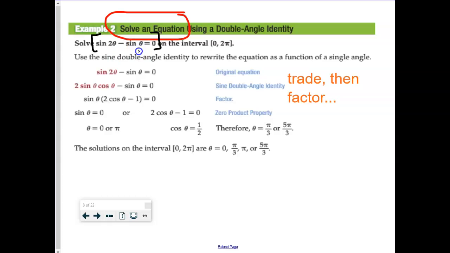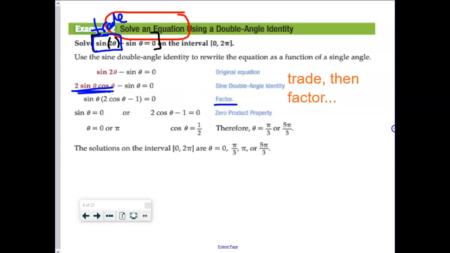However, these are not the same function. This is sine of 2 theta and this is sine of theta. They are not the same thing. So you cannot factor right now. Instead, what they want you to do is trade. They want you to take sine of 2 theta and trade it away for this guy. Now you have all the same types of functions. Sine of theta, cosine of theta, sine of theta. Now it's a great factoring question.